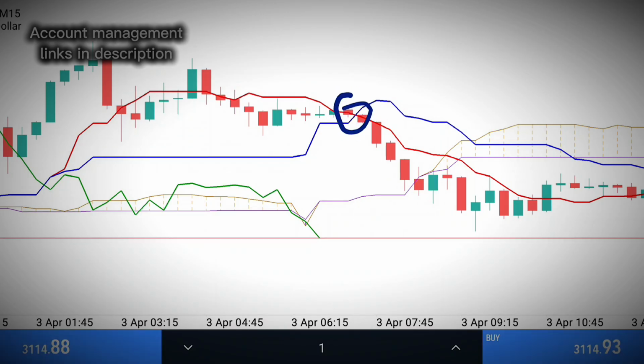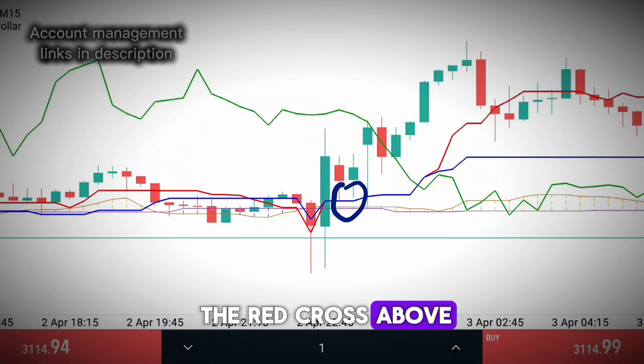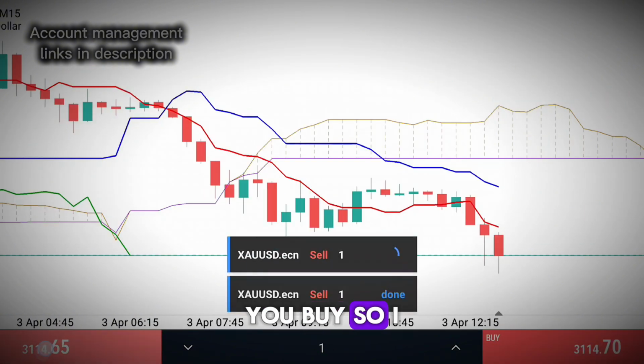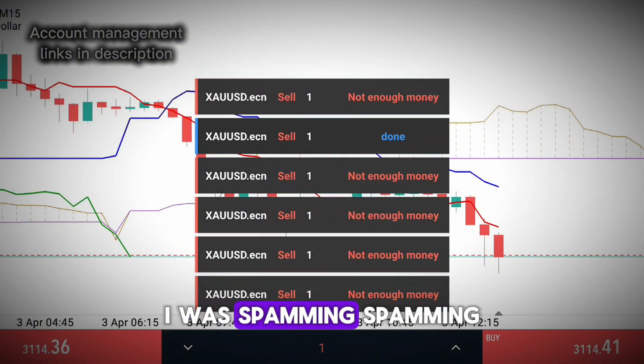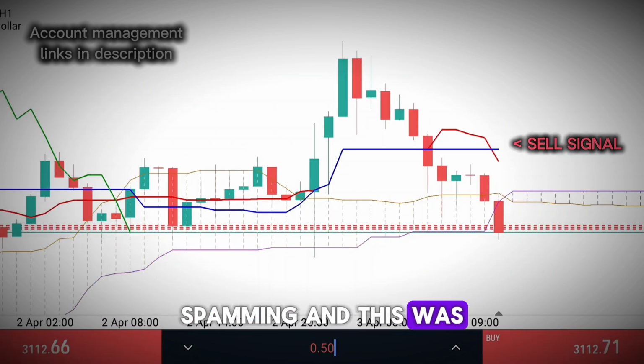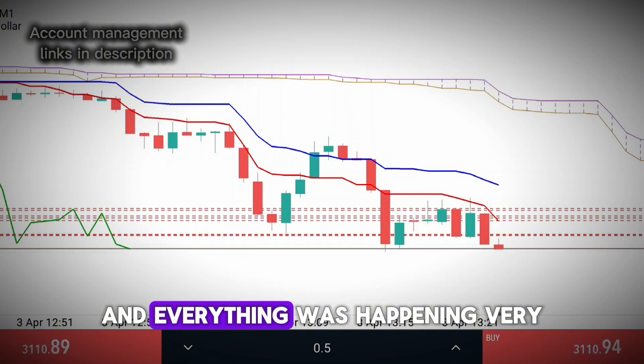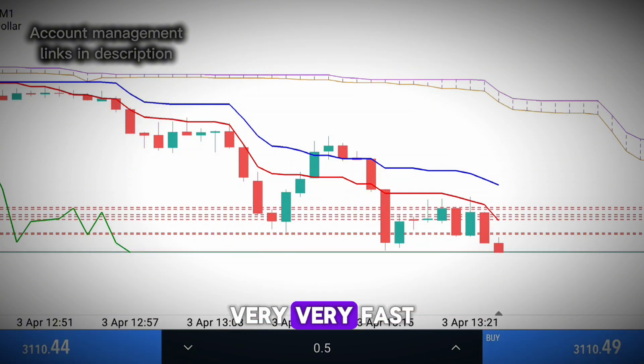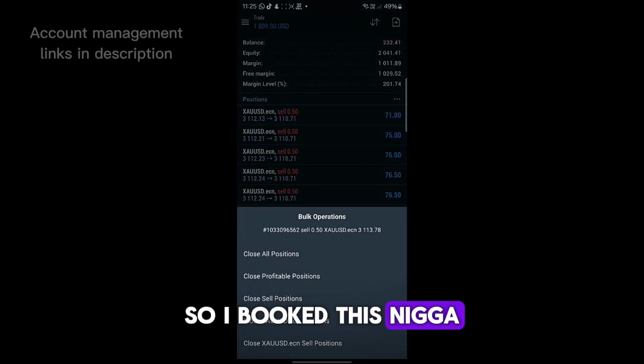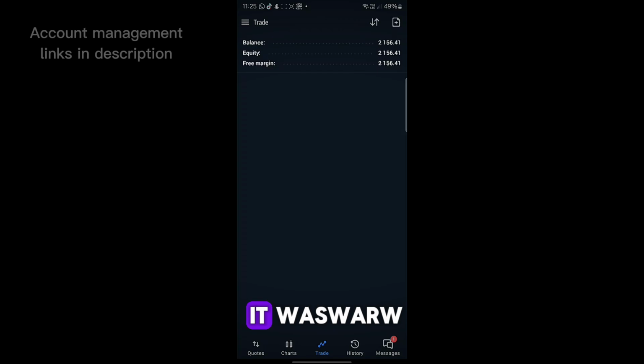For this one, if the red crosses below the blue, you sell, and if the red crosses above the blue or green, you buy. So I went with the sell entry. I was spamming, and this was the signal here, which was the main reason why I was selling, and everything was happening very fast. So I booked it and I went to the next one, and it was war.